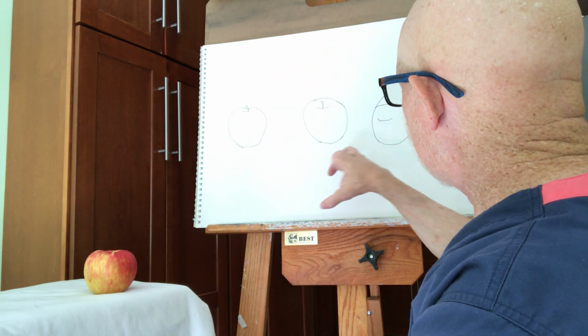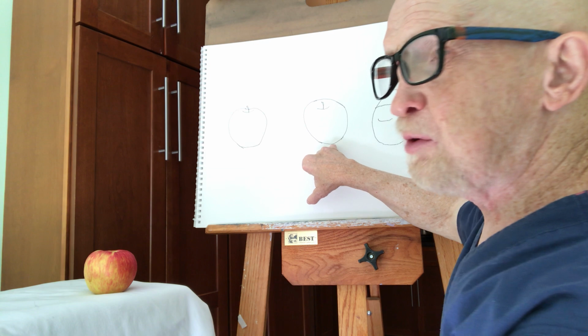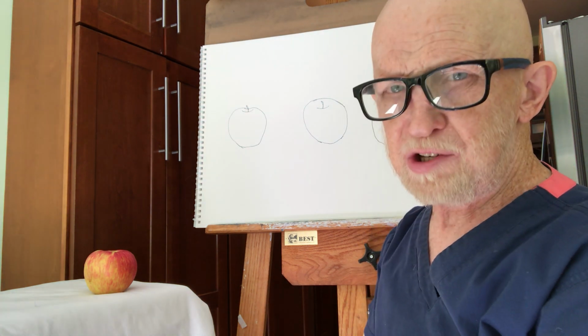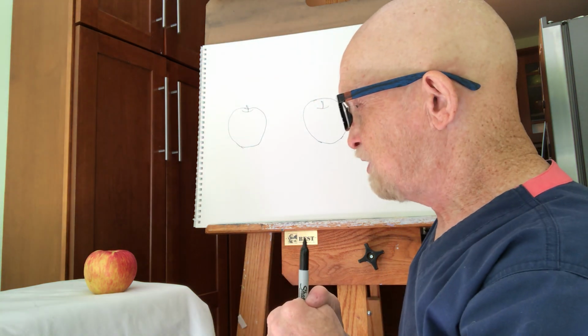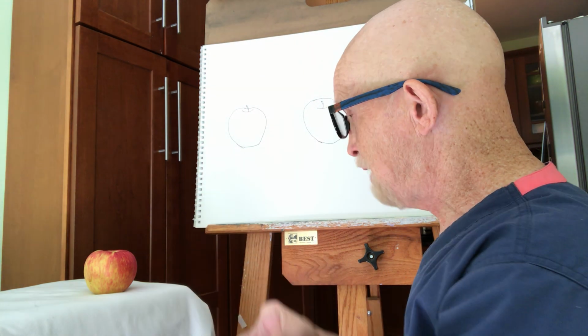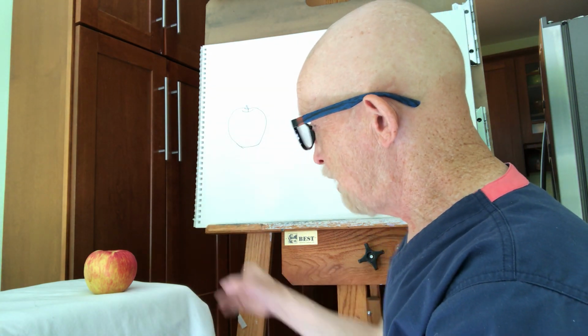Okay? Now getting back to this drawing, what I'm going to do here is add the shadow to it. Shadows are important because they tell us three very important things. It tells us about the shape of the object, right? Because the shadow projects out from the object.